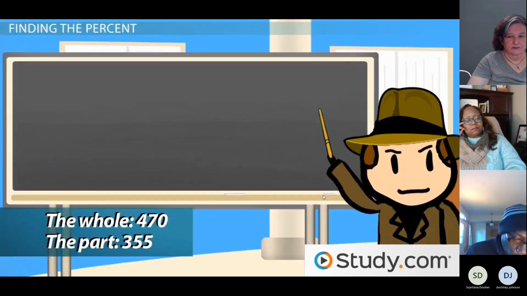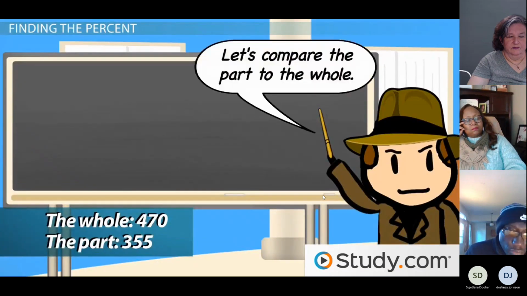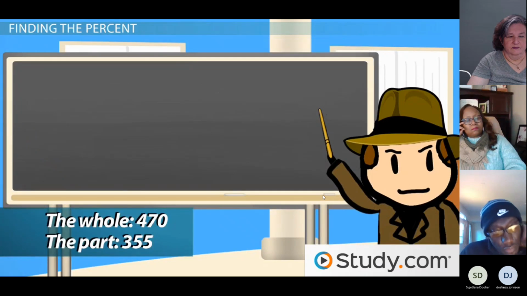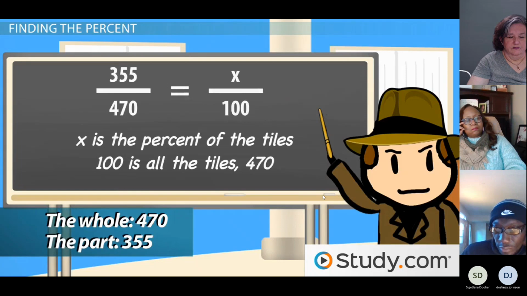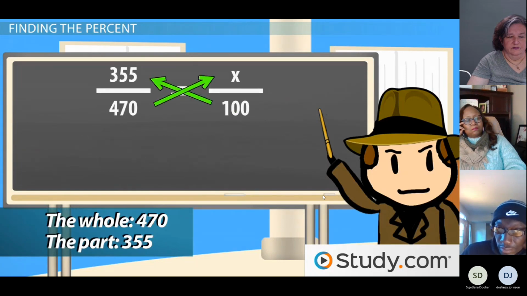There are a few different ways, but let's try an easy one to remember. Let's compare the part to the whole. So we have 355 over 470 equals x over 100. Here, x is the percent of the tiles. 100 would be all the tiles, which is 470. To figure out what x is, just cross multiply.